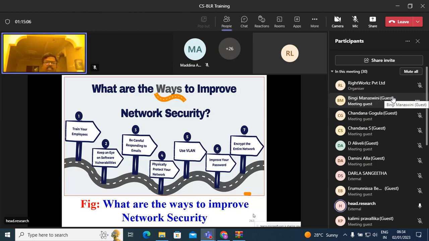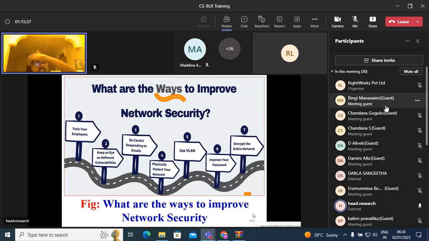Train your employees first. What are the tips they need to follow? Train your employees with the help of the rules and regulations of the organization. Then keep an eye on software vulnerabilities. Be careful responding to emails. Physically protect your network. Use wireless local area networks. Improve your passwords. And encrypt the entire network.